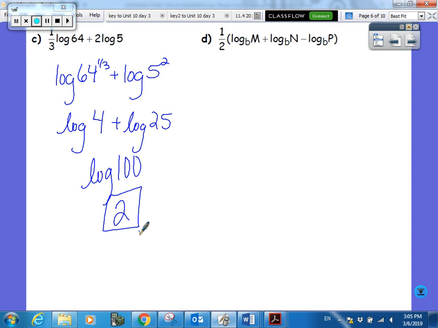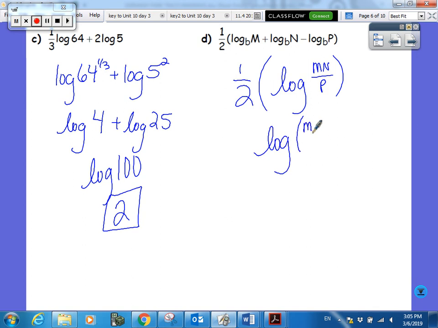All right, so letter D. You could distribute that 1/2 at the beginning or the end. I'm going to wait till the end, so I'm going to leave that 1/2 right there, and I'm going to combine these. Remember, positive, positive, positive goes in the numerator. Negative, that argument goes into the denominator. And then one more step of condensing, mn over p, all raised to the 1/2.